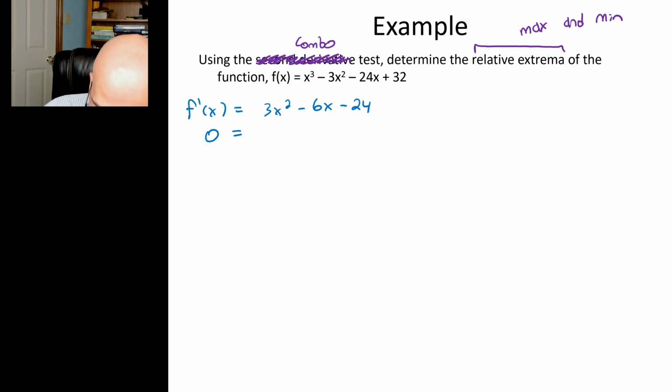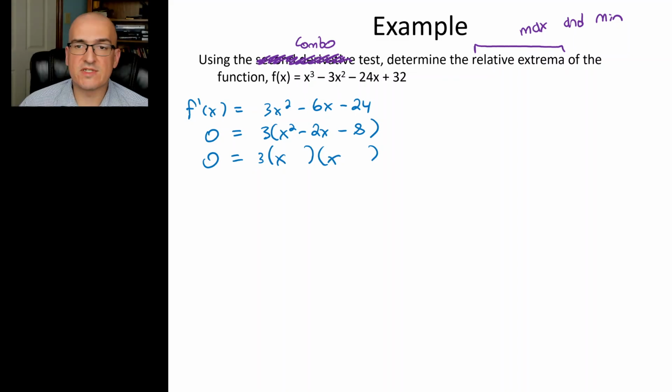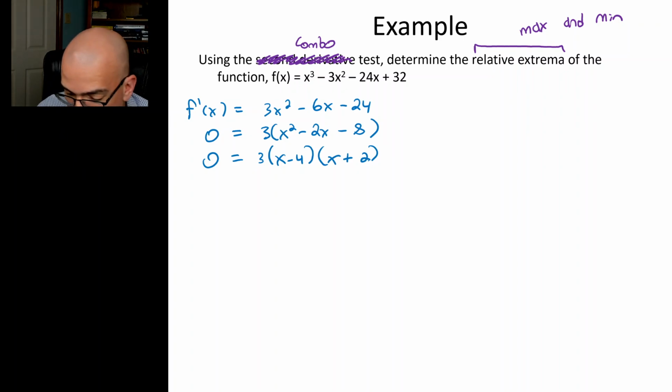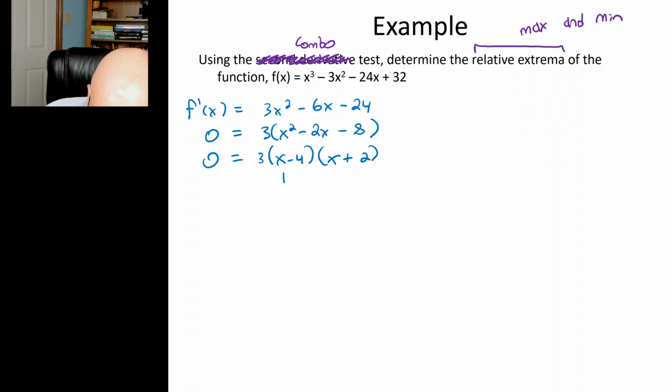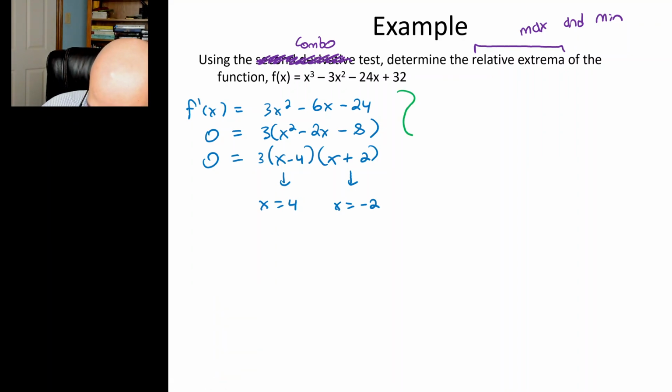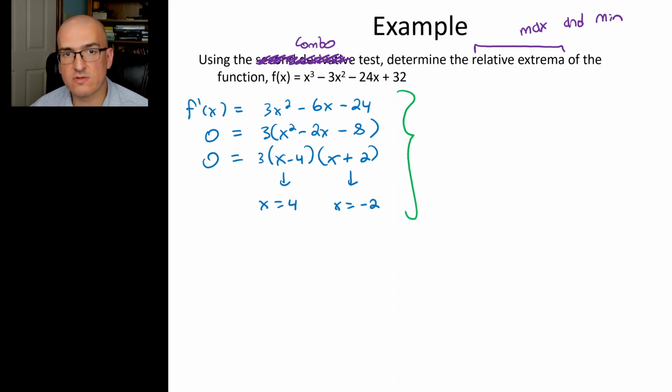That means we have to factor on a common factor first. So 3 times x squared minus 2x minus 8. This is a quadratic. I'm going to start with the product and sum method and see if that works. I want mystery numbers in those brackets that multiply to give -8 and add to give -2. So -4 and +2 will certainly work. That means we get two x values. We get x is equal to 4, and we get x is equal to -2. Next, that's the first part of the combo. That's the f prime part of the combo.